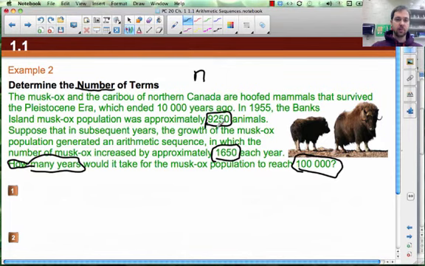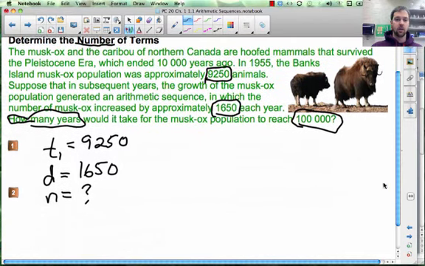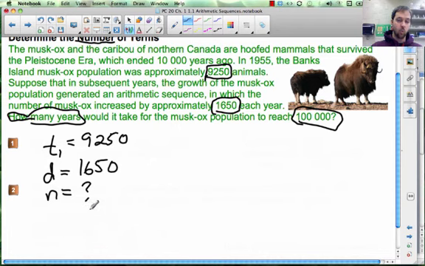Okay, a few key things that I've circled along the way. So the musk ox population starts at 9250. Okay, that represents T1. This is the beginning of the arithmetic sequence. It increased by approximately 1,650 each year. Okay, this is the common difference, because every year we will add that many musk ox to the population. How many years is the big question here? So that's n, and it gets a question mark. Would it take for the musk ox population to reach 100,000? So what is 100,000? Well, 100,000 is the nth term.